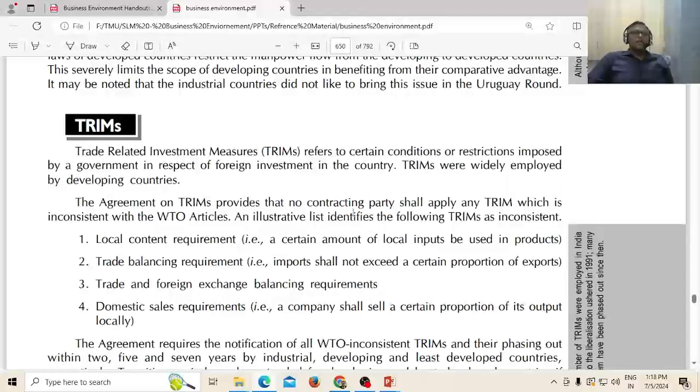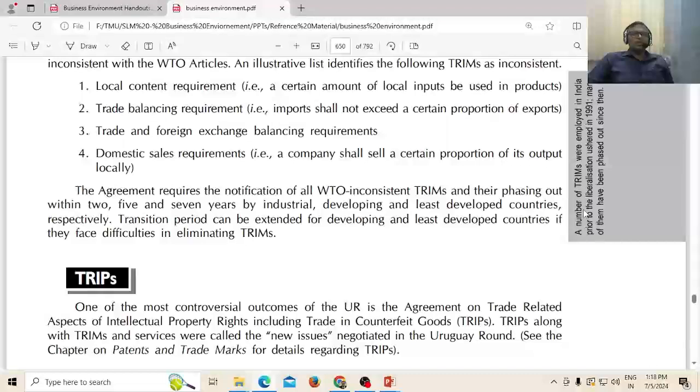The local content requirement, that is, a certain amount of local input shall be used in the products. The trade balancing requirement, that is, imports shall not exceed a certain portion of exports. Third is the trade and foreign exchange balancing requirement, and the fourth is the domestic sales requirement, that is, the company shall sell a certain portion of its output locally.